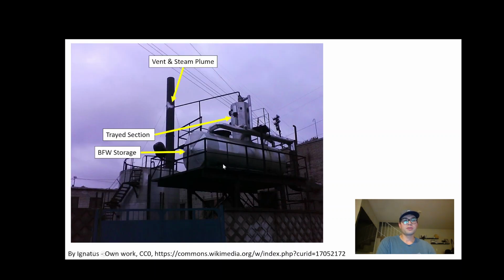Here's a picture from Wikipedia. So there's that larger horizontal section, which would hold the boiler feed water, and a smaller tray section up top. And then I'm more used to seeing the vent going directly vertical, not being too large, and having a steam plume directly above that smaller top section. This arrangement has a pipe out to the side, but you can still see the steam plume there.